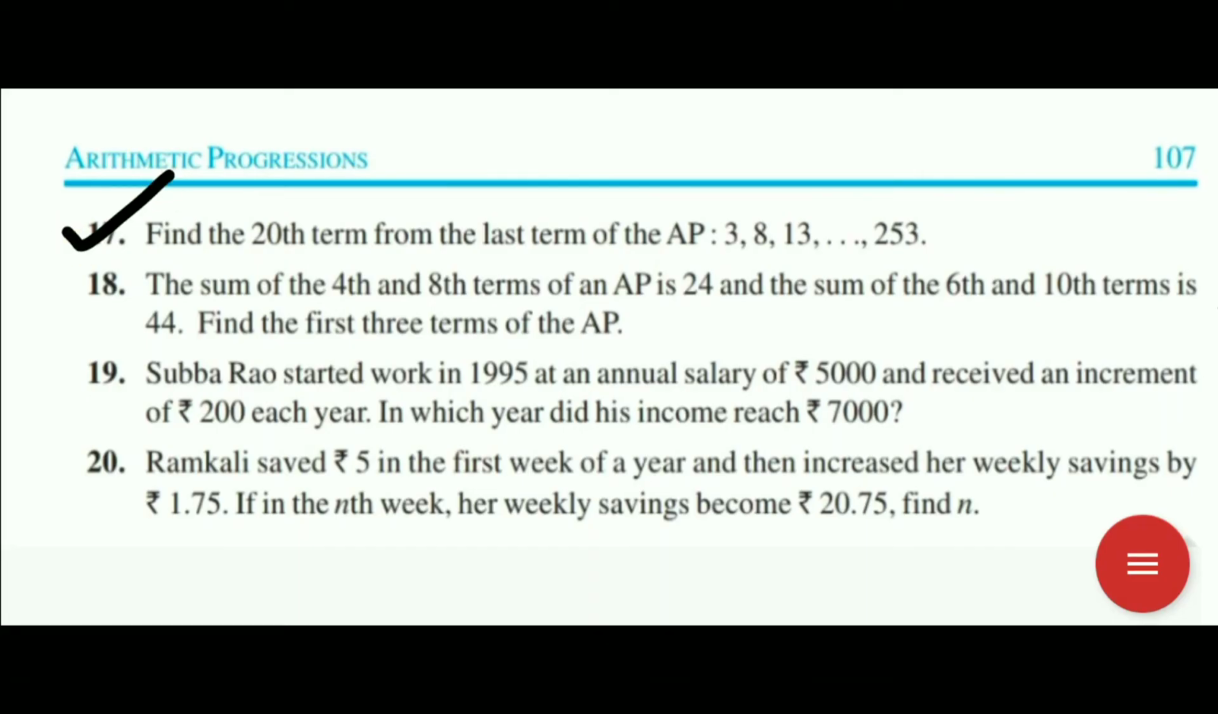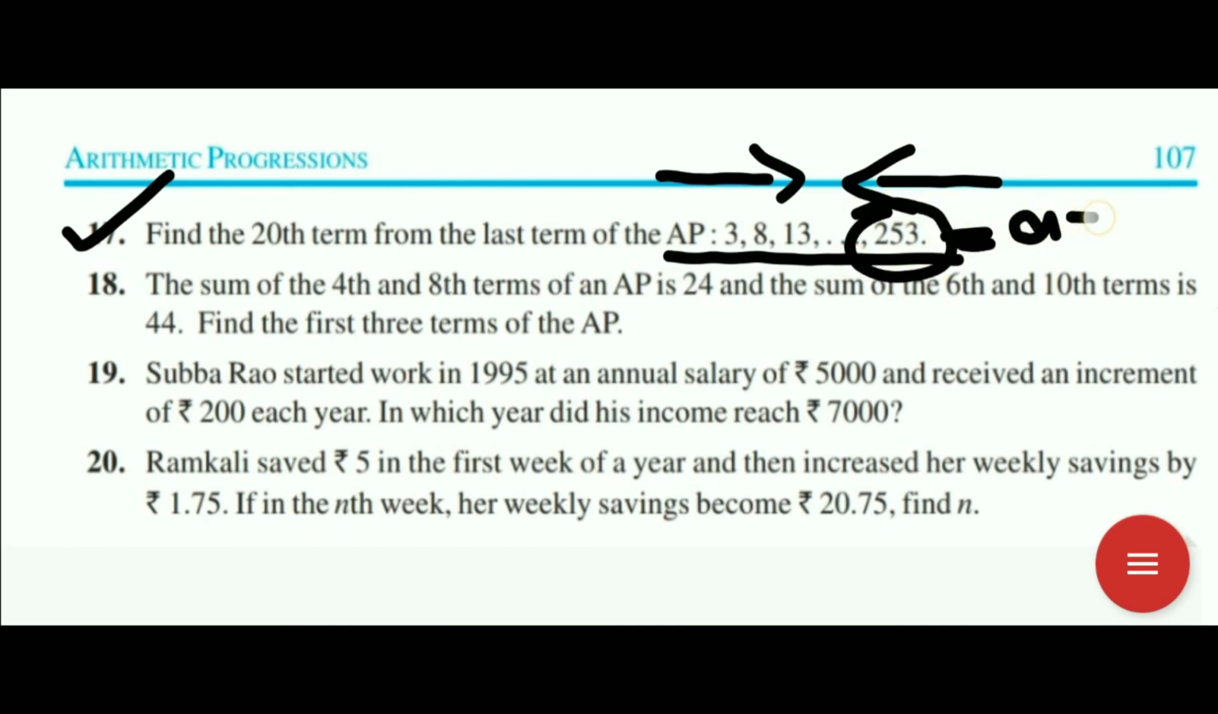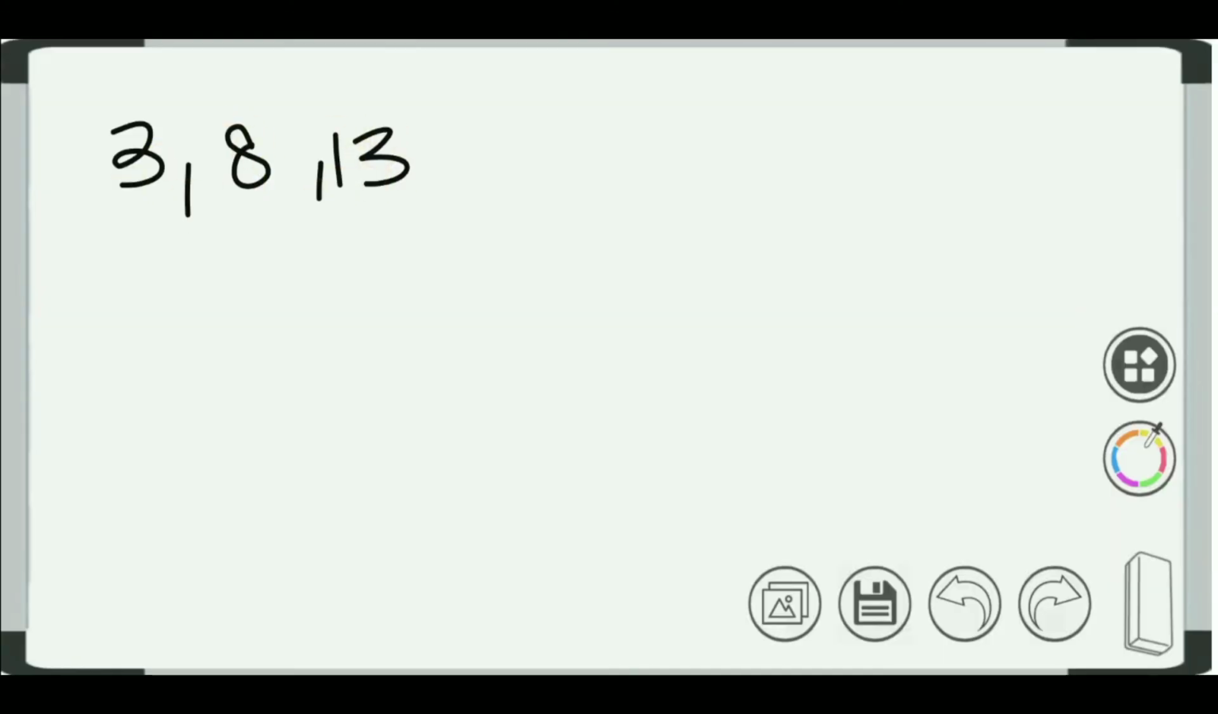17th one. Find the 20th term from the last term of the AP 3, 8, 13, ..., 253. So you need to find the 20th term, but one difference is there. You don't need to go like this. You need to come back. That means you need to start from the last term. That means this last term will be your first term A. Reverse. You're not going this way. You're coming back. So you need to take this 253 as your first term and this 3 as your last term, and you need to find the 20th term. So this is your AP 3, 8, 13, etc.